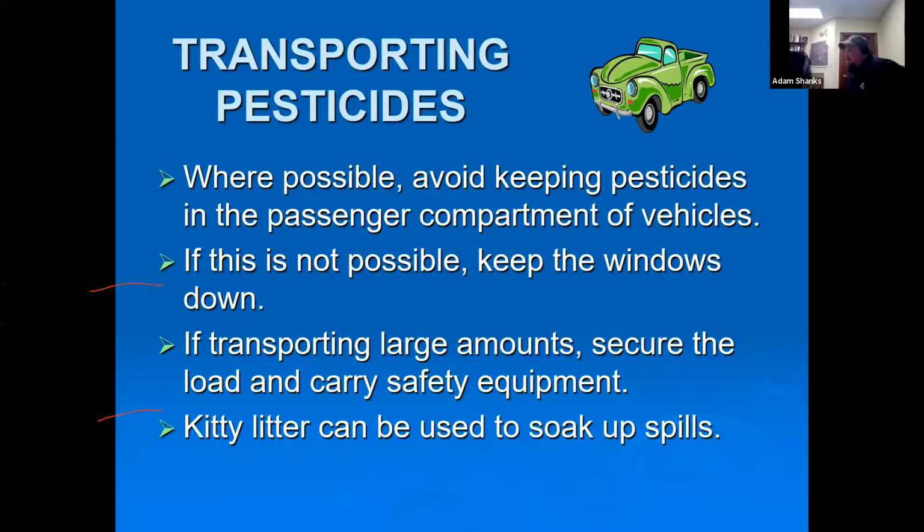Transporting: when possible, avoid pesticides in the passenger compartment. Try to keep them outside. If not, keep the windows down. With large quantities, make sure you secure the load. And kitty litter can be used to soak up the product if you have any spills.